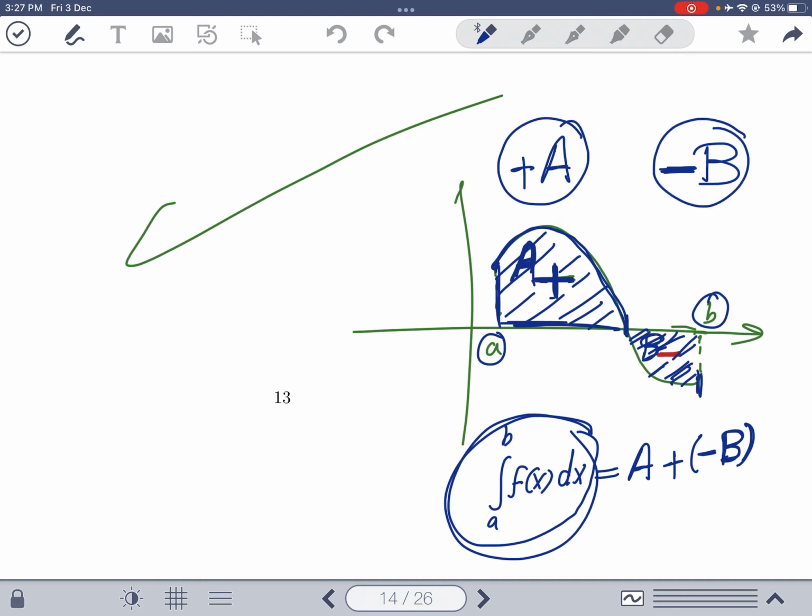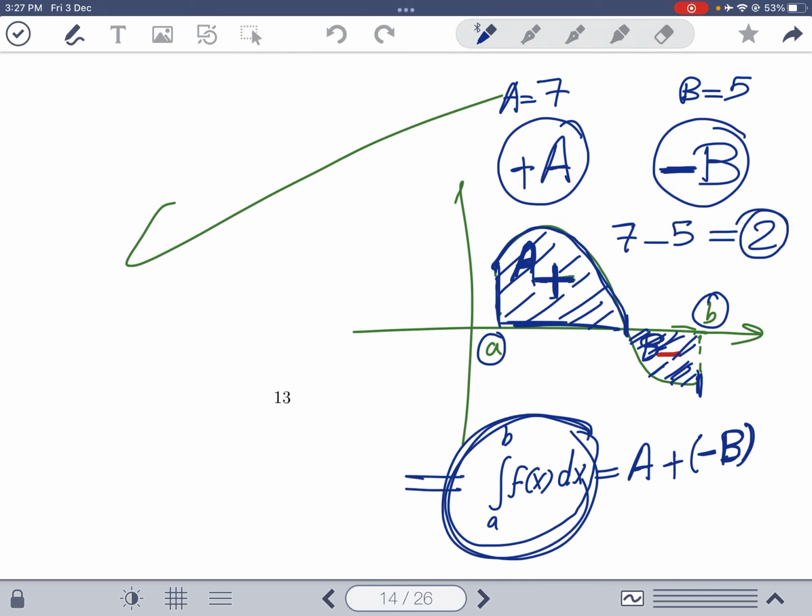And let's say that A was 7, and B was 5. Then you'll get 7 minus 5, which is 2. You'll get the value of the integral is 2, even though one of the areas was 7 and the other area was 5, you couldn't say 12. No, you need to check. If they're both above the x-axis, yeah, it would have been 12. But one was above and one was below, so 7 minus 5.